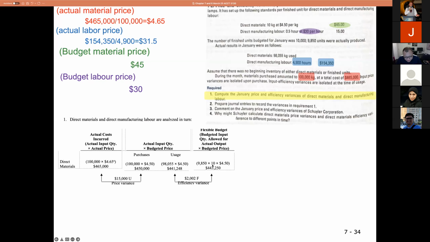It's more efficient, right? In terms of purchase, the standard rate is 4.5, but it actually costs you more. It costs you 4.65. So this variance is unfavorable, okay? For each unit, you are paying 15 cents more. And for 100,000 units, you are paying $15,000 more, which is unfavorable.